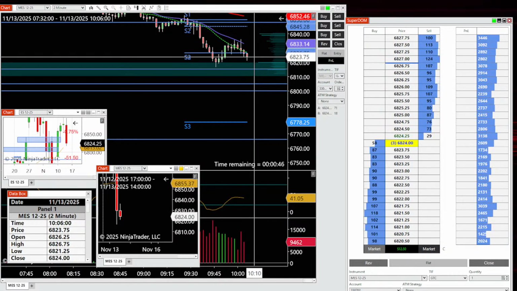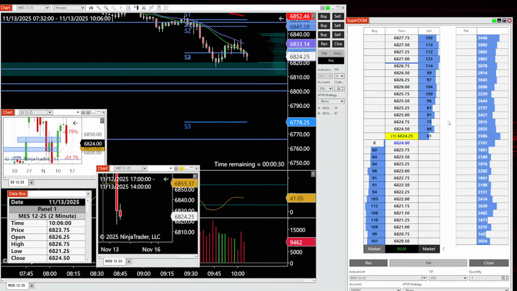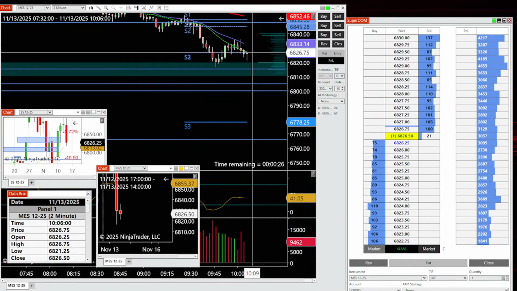Would have been a couple of points trade, which would have been good, but let's see these pops down here. Let's see if it stays below 30. May pop back to 24, 26.